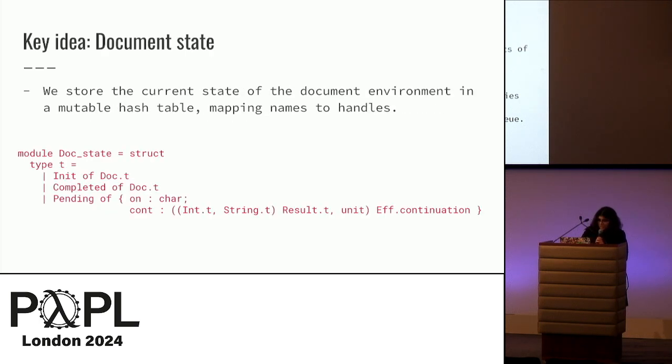Okay, that's cool. What does this mean? We have an idea of a document state, and it's kind of simple. There are only 3 states your document can be in. It's either in the initial state, it's completed, or it's pending, and it's pending on some other file that we're waiting for. These are literally the only 3 states your document can be in. And we store the state in a hash table, and we have a bunch of handles that store information about your document.